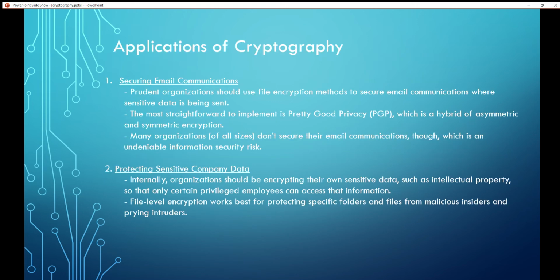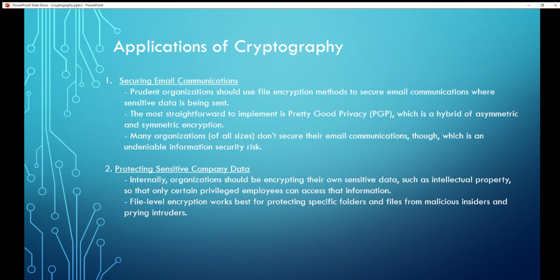Applications of cryptography. These are also examples of how to protect information systems. So first is securing email communication. Prudent organizations should use file encryption methods to secure email communications where sensitive data is being sent. The most straightforward way to implement is Pretty Good Privacy, which is a hybrid of asymmetric and symmetric encryption.